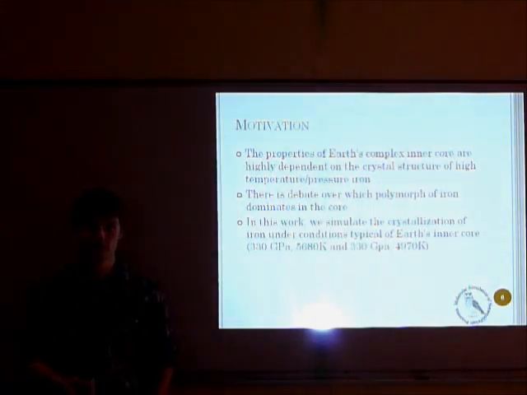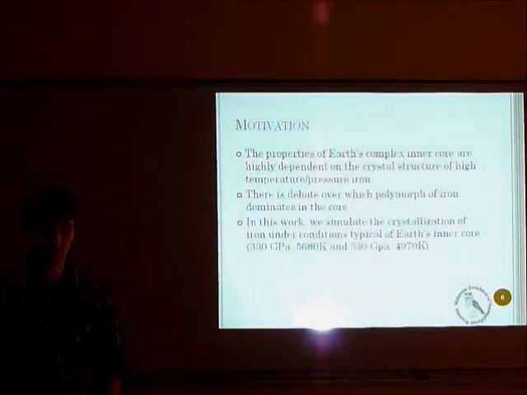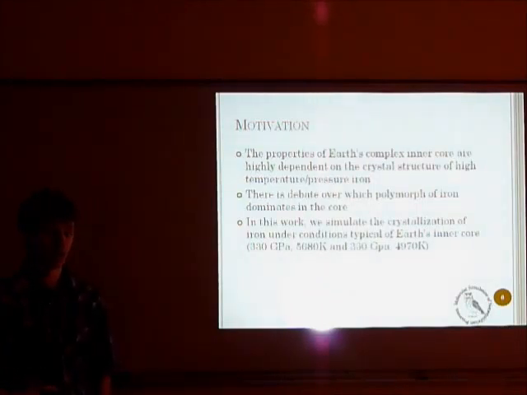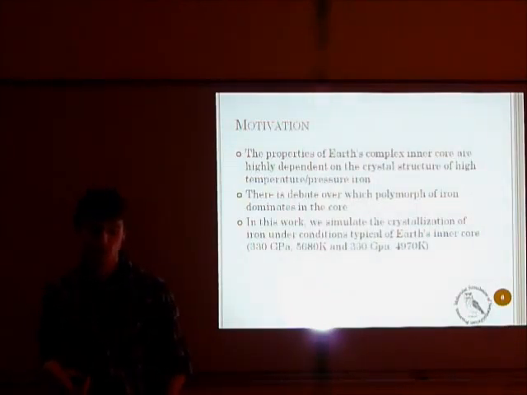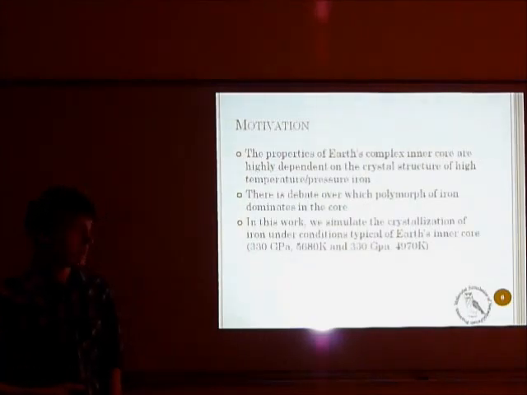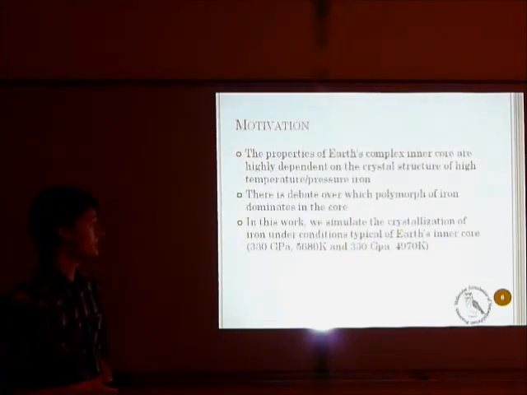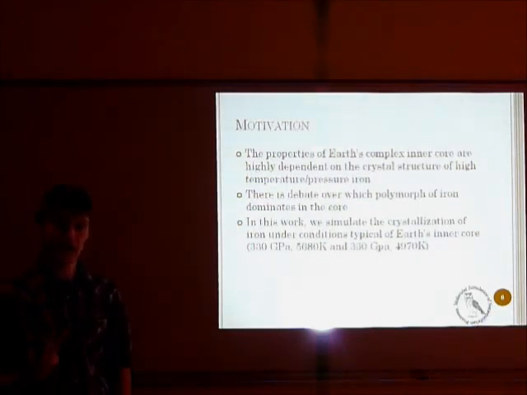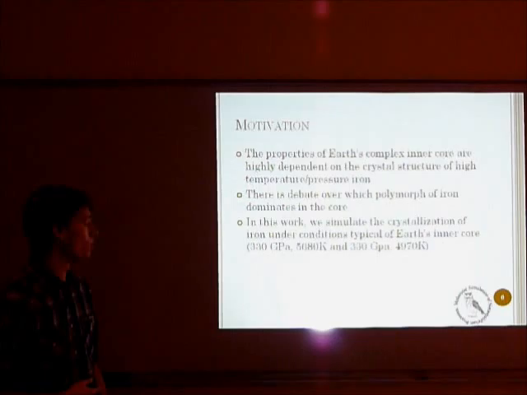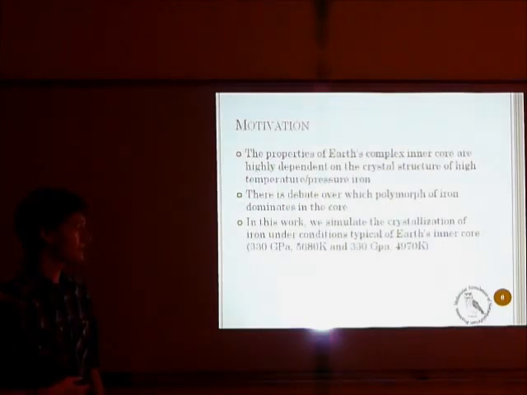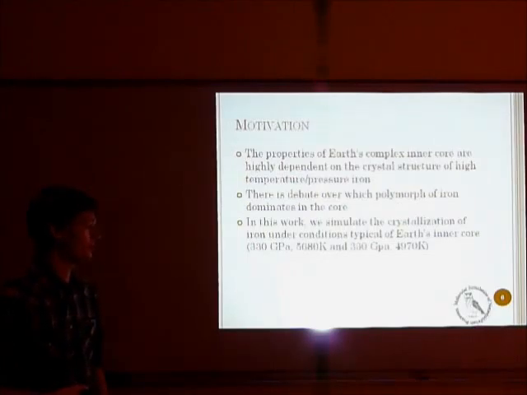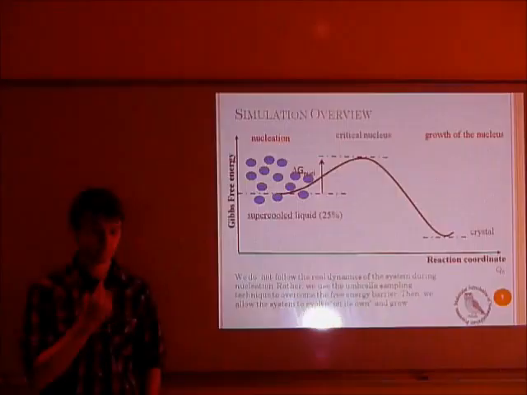So this leads me to the motivation for this work. The properties of Earth's complex inner core are highly dependent on the crystal structure of high temperature and high pressure iron. There's a lot of debate over which polymorph of iron dominates in the core. So in this work, we simulate the crystallization of iron under the conditions typical of Earth's inner core. And we do it at two different sets of conditions. We do it once at 330 gigapascals and 5,680 Kelvin, and we also do it at 330 gigapascals and 4,970 Kelvin.